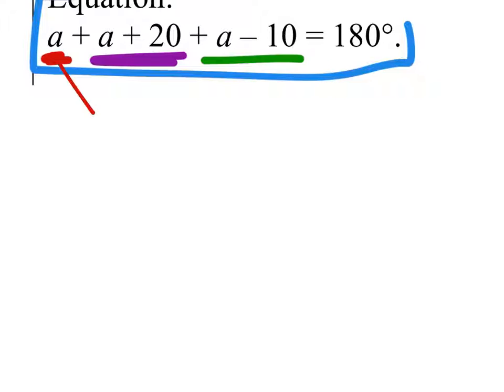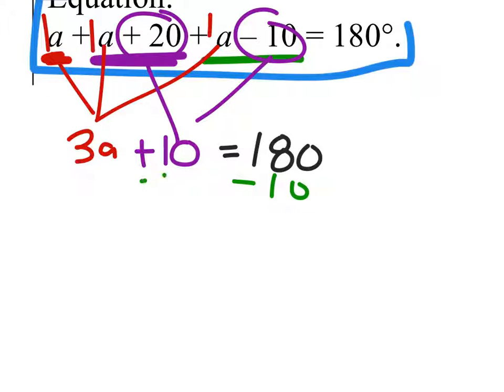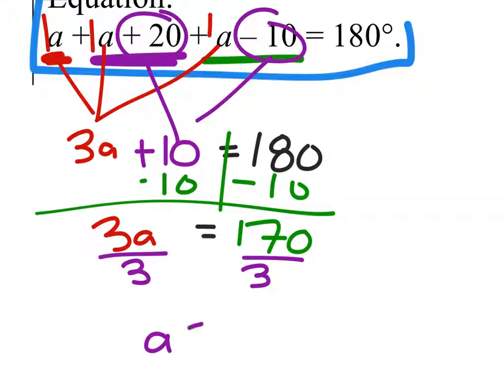So I'm going to combine all the A's, and this is 1, 2, 3 A's. But then we got this plus 20 and then minus 10, which combine to give us plus 10. And of course this should equal 180. So we got 180. Let's subtract 10 from both sides so that we get the A's by themselves. 3A equals 170. Oh, that's not going to turn out very pretty. But that's okay. Let's divide both sides by 3. And we get A equals, I'm just going to make that 170 thirds.